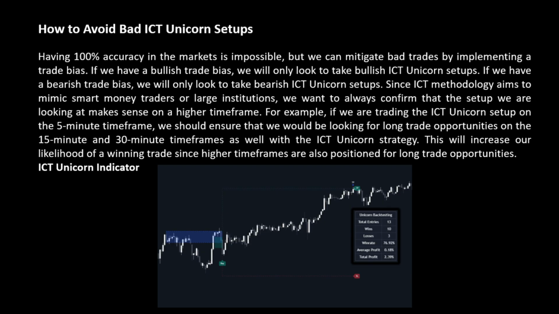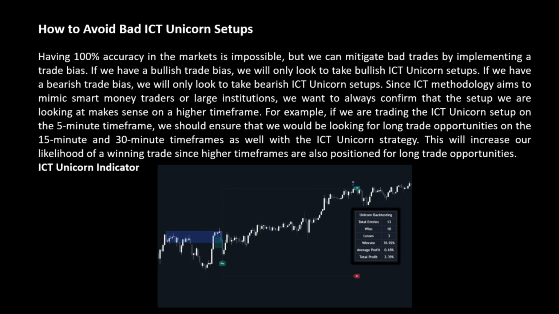How to avoid bad ICT Unicorn setups. Having 100% accuracy in the markets is impossible, but we can mitigate bad trades by implementing a trade bias. If we have a bullish trade bias, we will only look to take bullish ICT Unicorn setups. If we have a bearish trade bias, we will only look to take bearish ICT Unicorn setups.